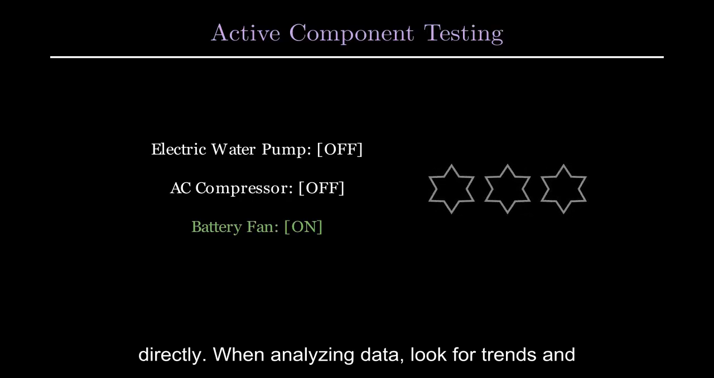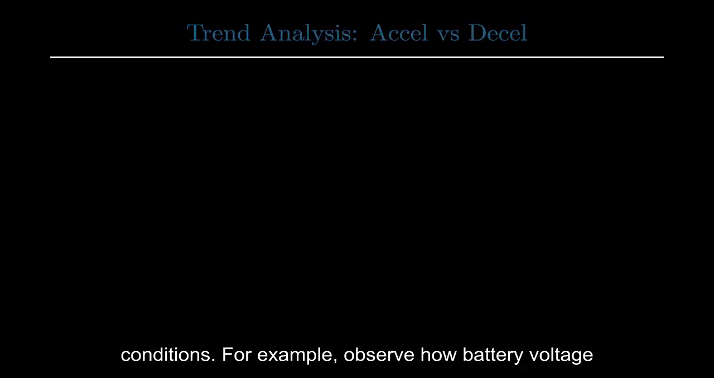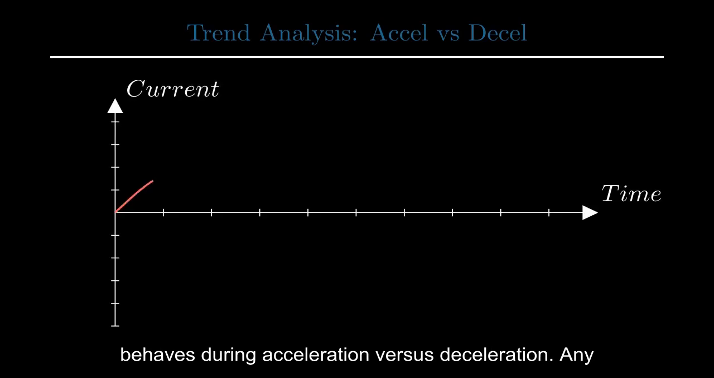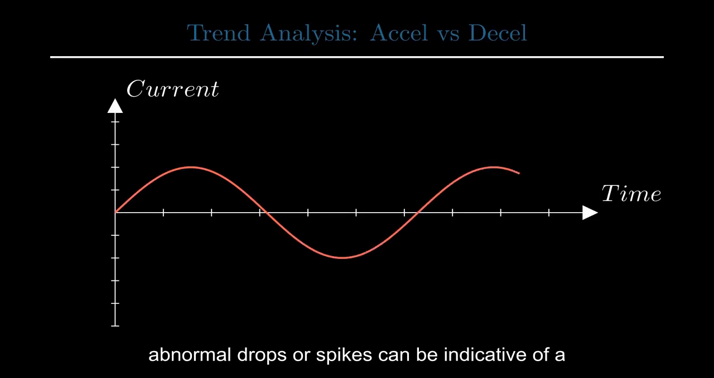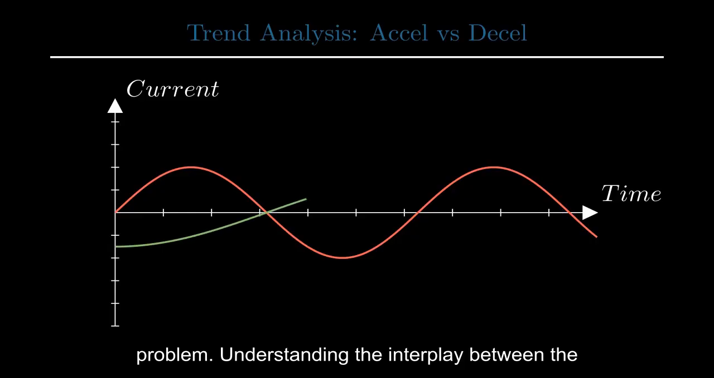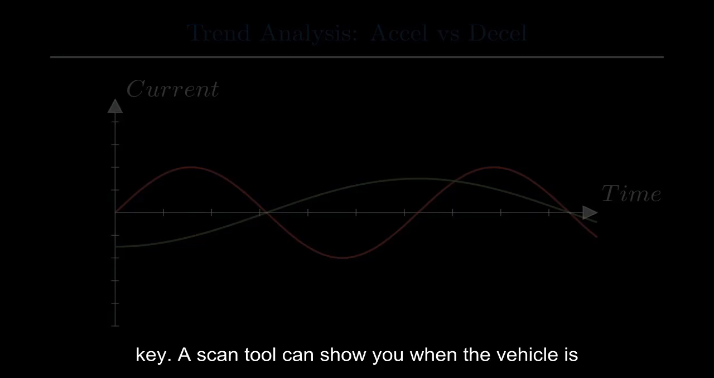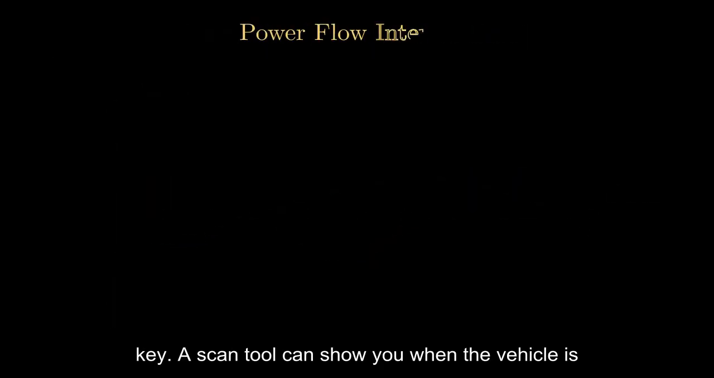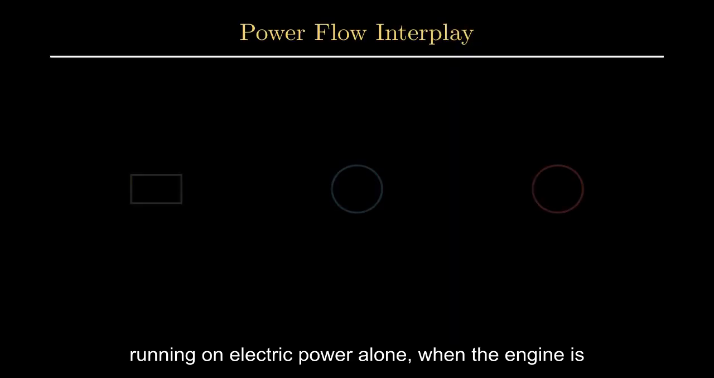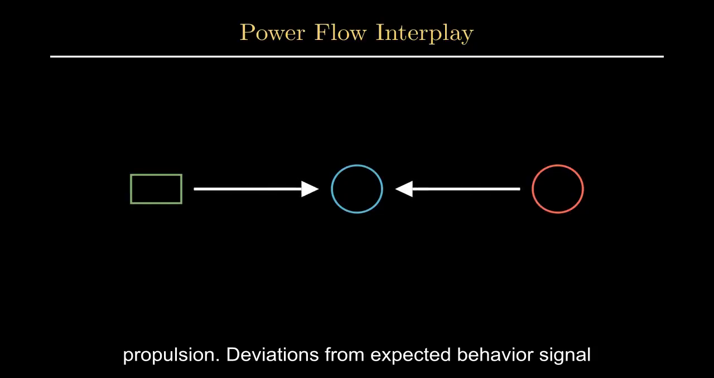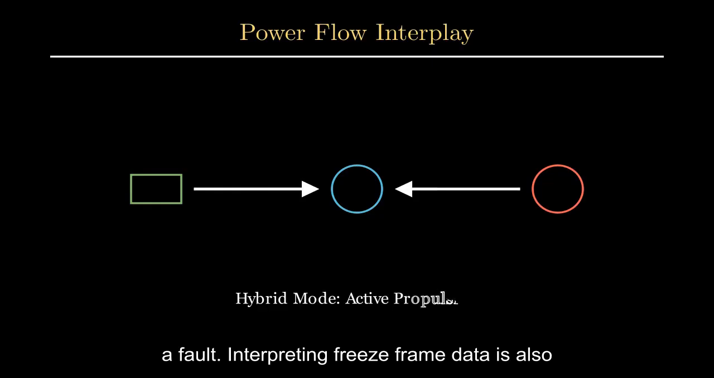When analyzing data, look for trends and compare readings under different operating conditions. For example, observe how battery voltage behaves during acceleration versus deceleration. Any abnormal drops or spikes can be indicative of a problem. Understanding the interplay between the internal combustion engine and the electric motor is key. A skin tool can show you when the vehicle is running on electric power alone, when the engine is charging the battery, and when both are providing propulsion. Deviations from expected behavior signal a fault.